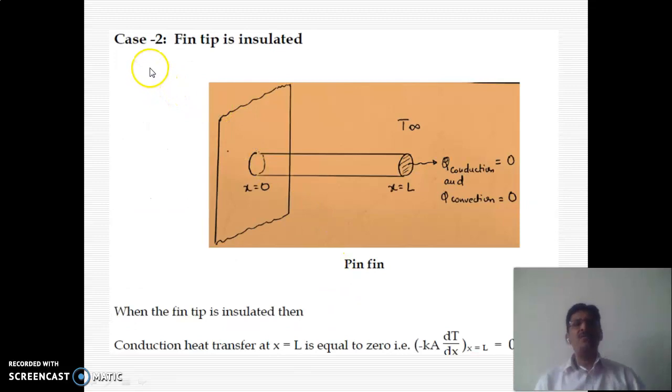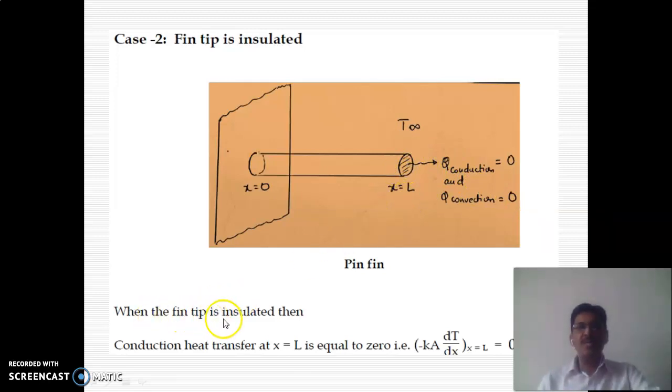Now the second case, when the fin tip is insulated. Here you can see that the base temperature remains T0 at x is equal to 0. We are considering a circular fin which is insulated at the other end. Here Q conduction is equal to 0 and Q convection is equal to 0, as it is insulated at x is equal to L.